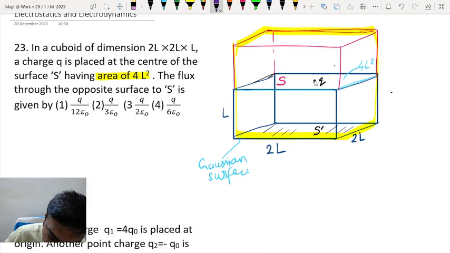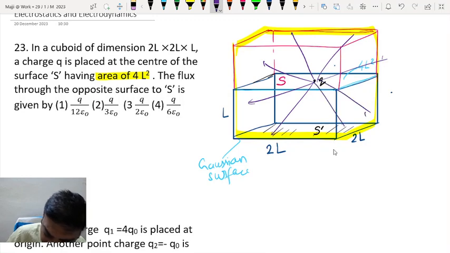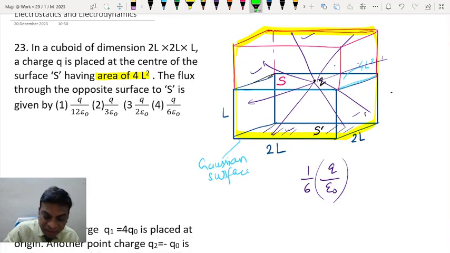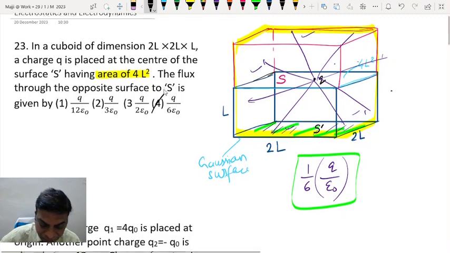As you know, the total flux coming out through a Gaussian surface will be the charge enclosed within the Gaussian surface upon epsilon 0. This is the total flux. And since all the six faces are located symmetrically relative to the charge, the flux intercepted by each surface will be 1/6 of the total flux coming out. So this is the correct answer. Fourth option is the correct answer.